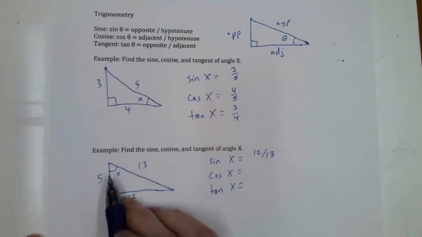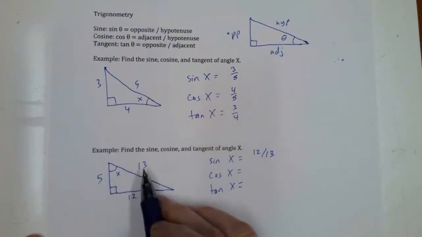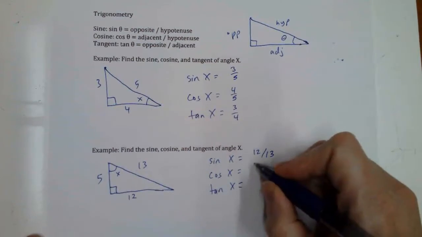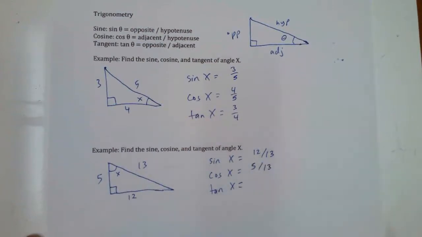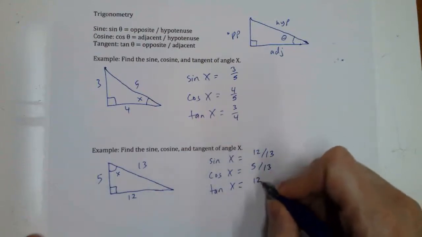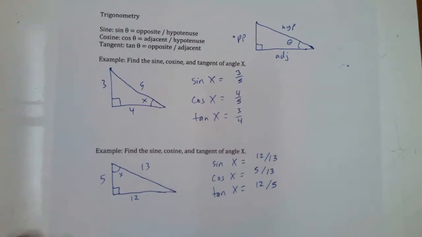Cosine, again, it's the adjacent. This side is now the adjacent. And that's still the hypotenuse. So I'll get 5 over 13. And finally, I've got tangent, which is opposite over adjacent. So again, opposite over adjacent. That will give me 12 over 5.